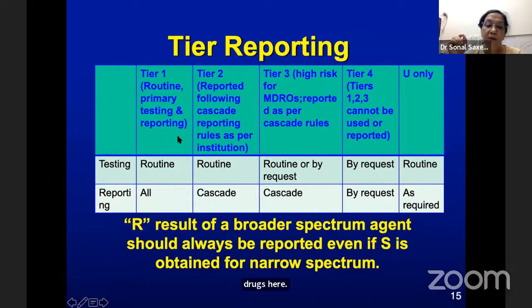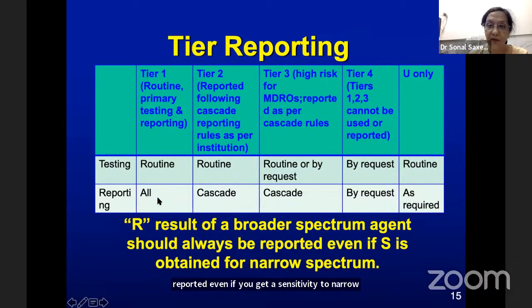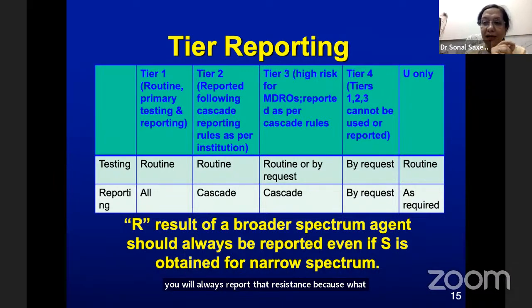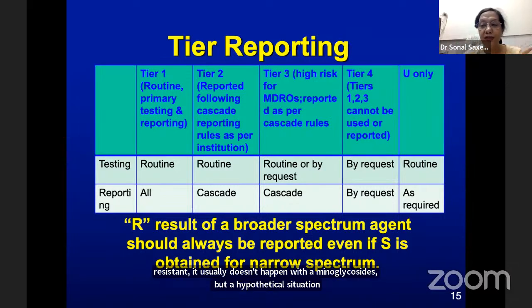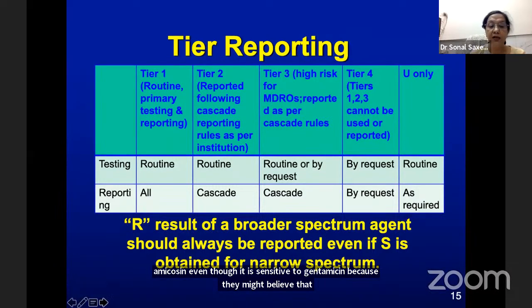Always remember that if you have a broader spectrum agent to which it is resistant, it should always be reported even if you get a sensitivity to a narrow spectrum one. It means that if you have a resistance to a tier 2 antibiotic, but tier 1 is sensitive, you will always report that resistance. For example, gentamicin is sensitive but amikacin is resistant. It usually doesn't happen with aminoglycosides, but it's a hypothetical situation. If that happens, always report that it is resistant to amikacin even though it is sensitive to gentamicin, because they might believe that if gentamicin is sensitive, amikacin will also be, and the patient might land up in a clinical failure.